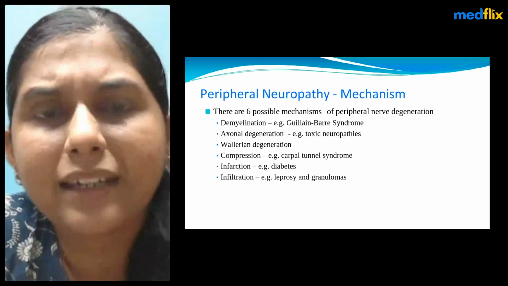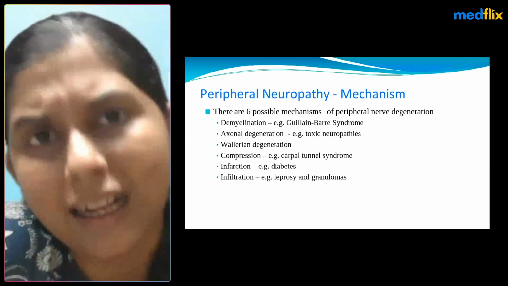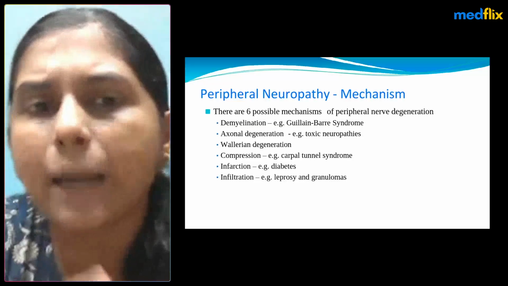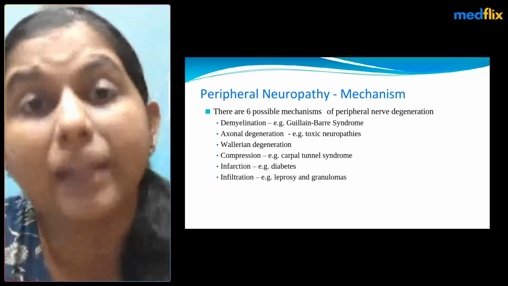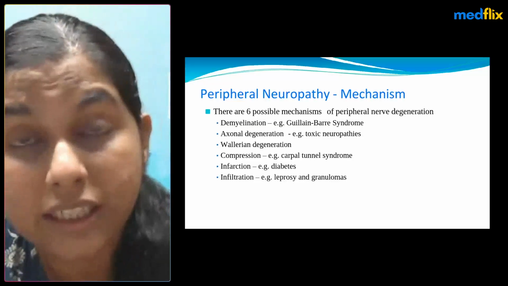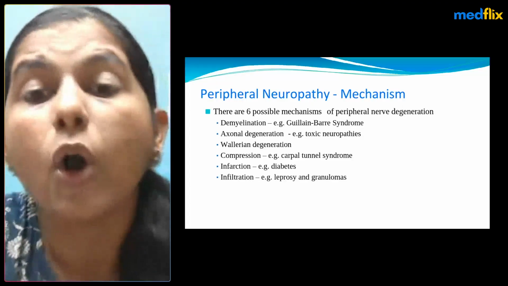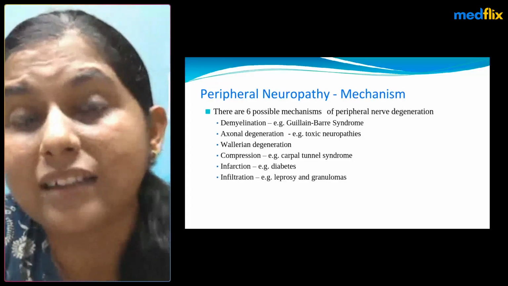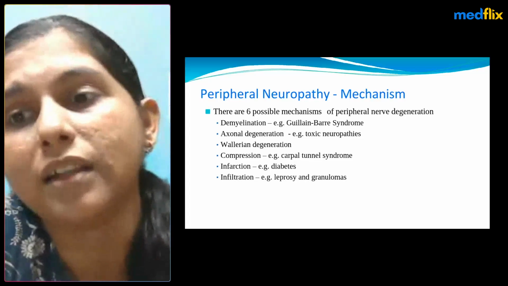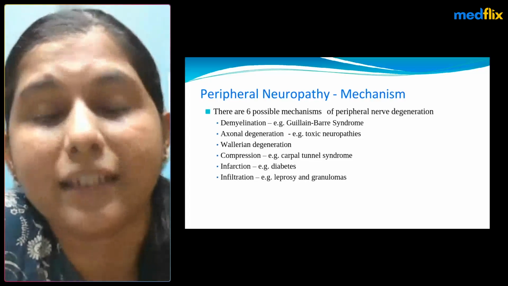So now, what are the basic mechanisms by which damage happens to the peripheral nerve? They can be demyelination, axonal degeneration, Wallerian degeneration, compression, infarction, or infiltration. Now, these are the 6 base mechanisms which can cause peripheral nerve damage.